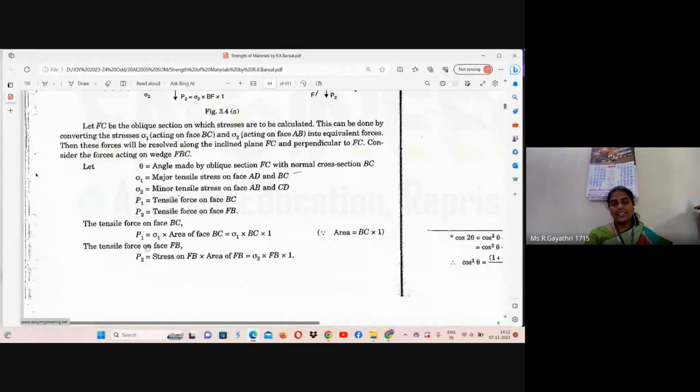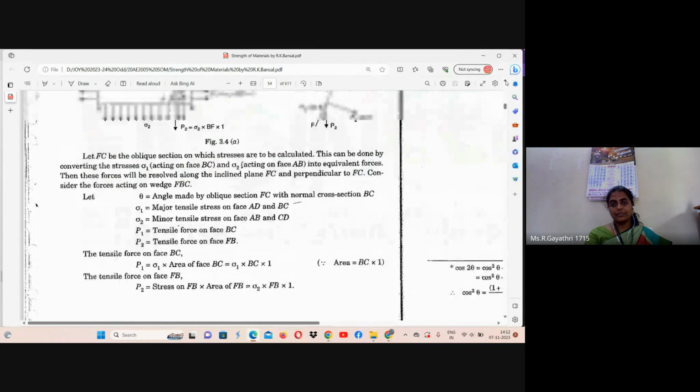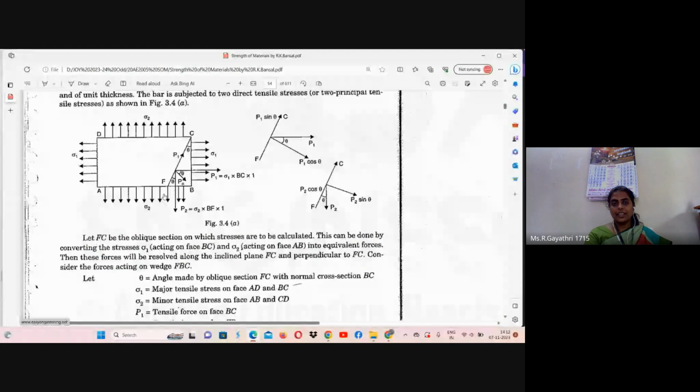So P1 is equal to stress into area. The area of face BC is BC into 1. Similarly, P2 is equal to the stress on edge FB into the area of FB. The stress on FB is sigma 2. The area is FB into 1. Okay, please listen.